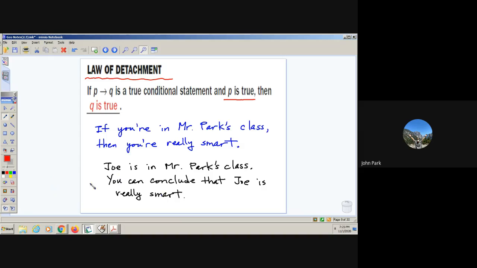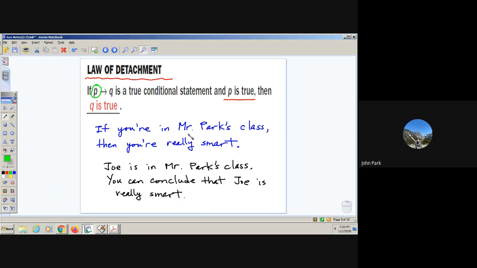So I gave you some examples here. Law of detachment says that if I give you a true statement, if P, then Q, so P implies Q, and if I give you a statement about the first part, so that's the important thing here, right? So I have to start with the hypothesis. And if I tell you something about the hypothesis, then you can conclude something about the Q, which is our conclusion. We can't go backwards.